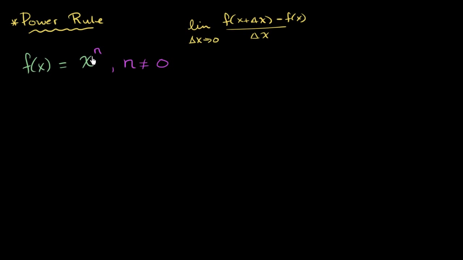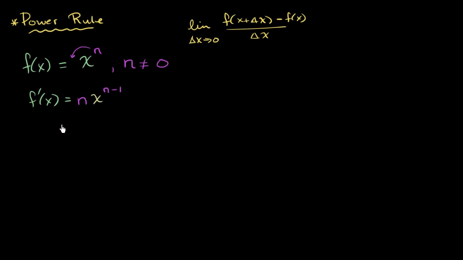So n can be anything. It can be positive and negative. It does not have to be an integer. The power rule tells us that the derivative of this, f prime of x, is just going to be equal to n, so you're literally bringing this out front, n times x, and then you just decrement the power, times x to the n minus 1 power.